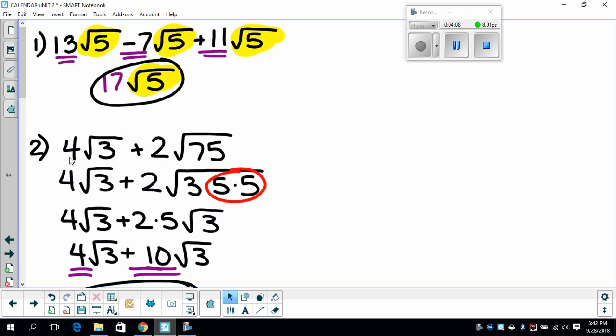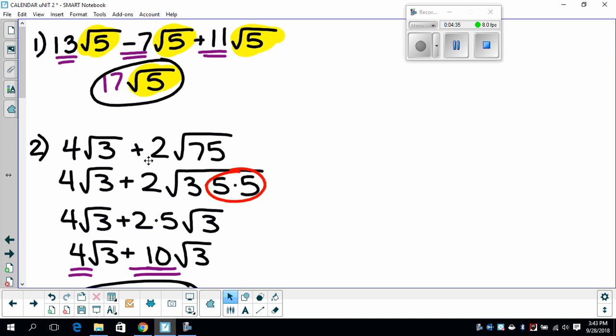Number 2, we have 4 times the square root of 3 plus 2 times the square root of 75. So we don't have to simplify this one. That's already prime factorized. There's nothing else that can be done. The 75 can be broken into 3 times 5 times 5. The pair of 5's gets kicked out. So this becomes 10 in front here, and 3 stays inside the radical.